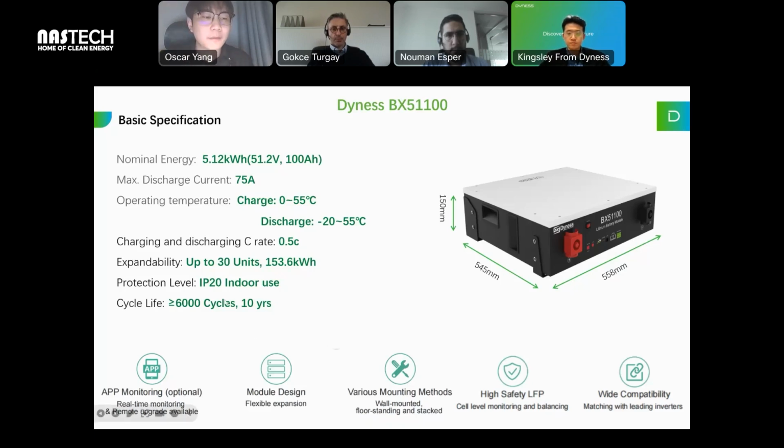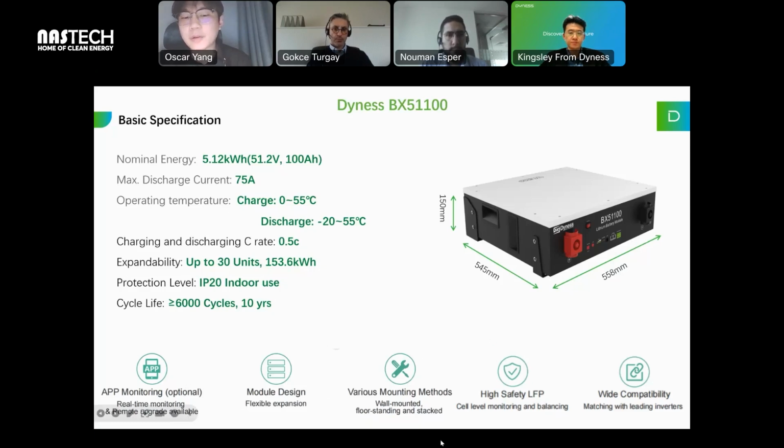This battery has a protection level of IP20, for indoor use only. Temperature is the most important element for a battery, so please keep in mind not to put the battery directly under the sun. For the cycle life, we are using a grade A battery cell with a lifespan of over 6,000 cycles and a 10-year warranty, like I mentioned. This battery also supports optional application monitoring and remote OTA.